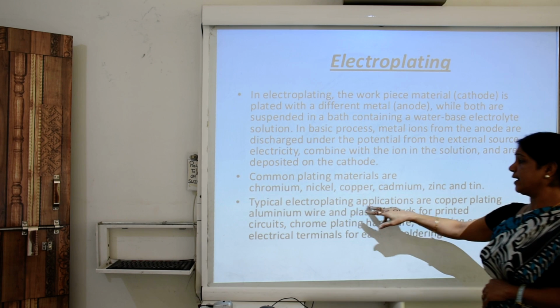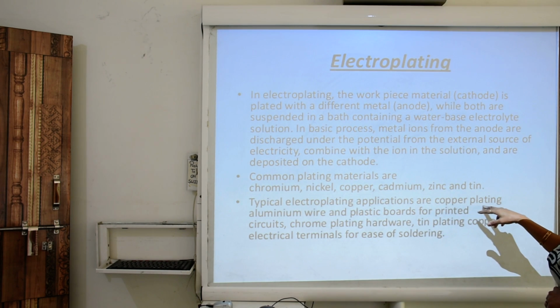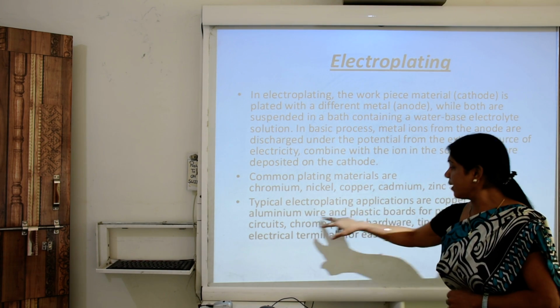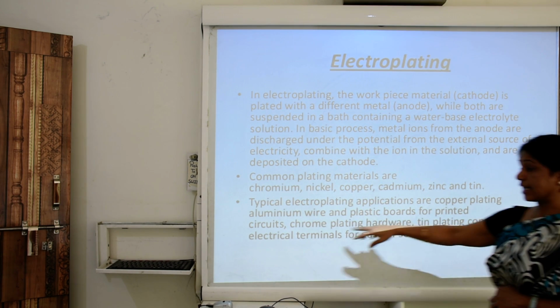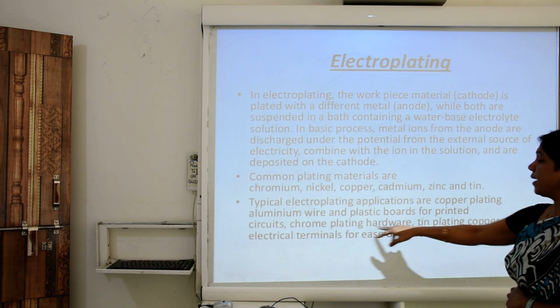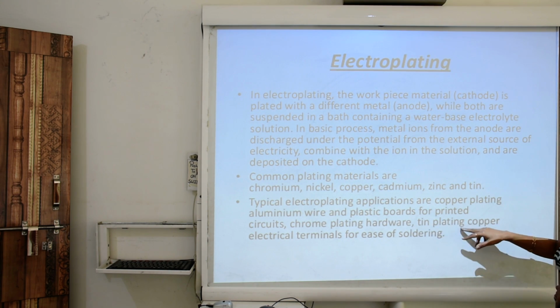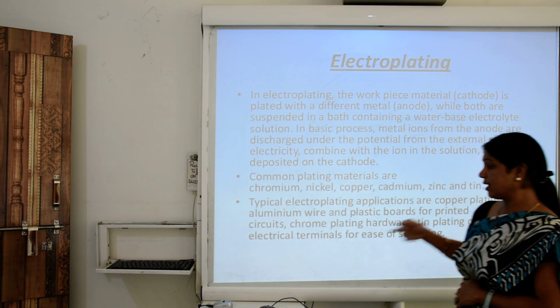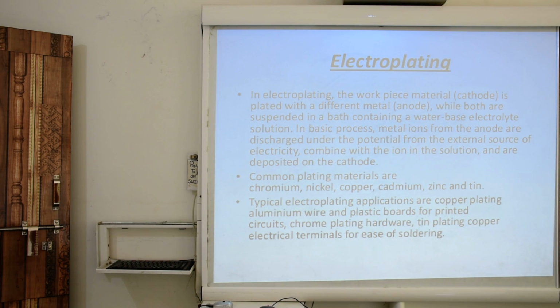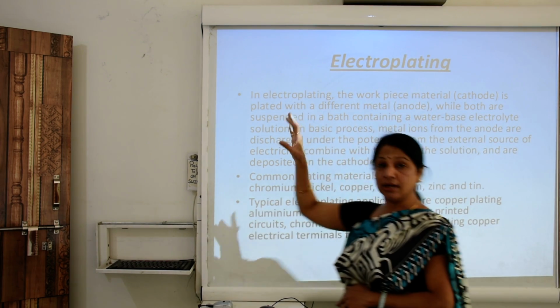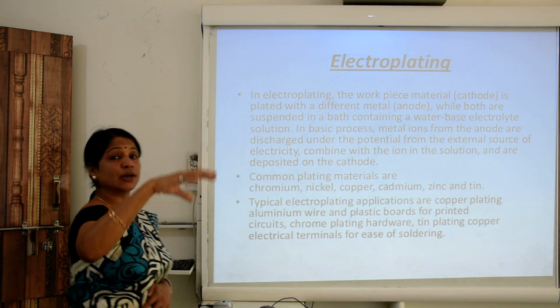Typical electroplating applications are copper plating aluminum wire and plastic boards for printed circuits, chrome plating hardware, and tin plating copper electrical terminals for ease of soldering. Soldering means we can change the thing into various forms.